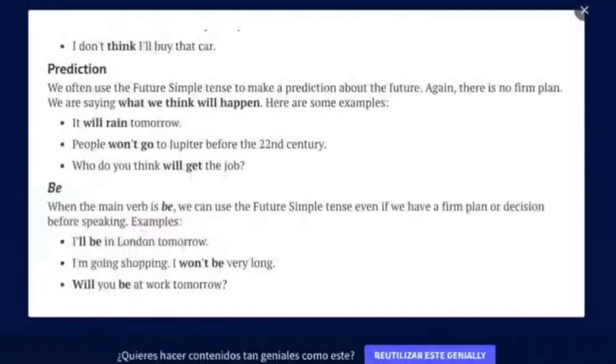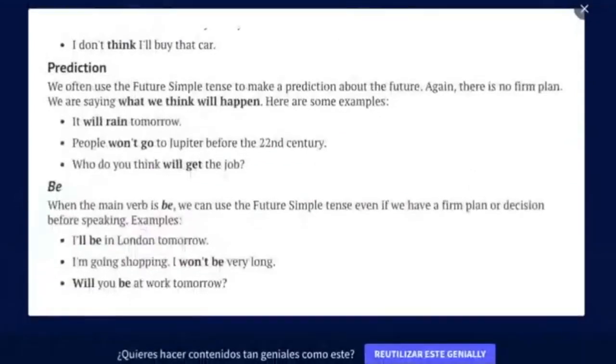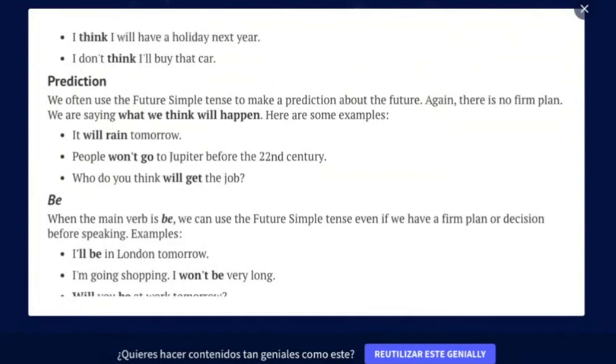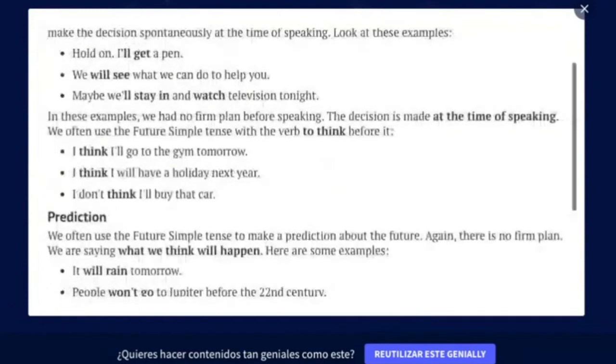And well, we use the future tense with the verb to be. When the main verb is be, we can use the future simple tense even if we have a firm plan or decision before speaking. So, I will be in London tomorrow. I won't be very long. Will you be at work? Well, at the end, I'll explain to you more in depth this verb to be.